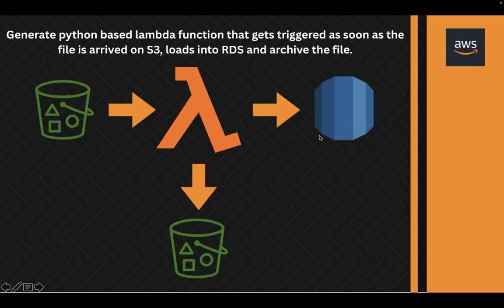Once this load is completed successfully, I want that Lambda function to also archive the file, and in case of any error, I want it to create exceptions and notifications and all of that. Okay, now let's get started and see how this can be done quickly.